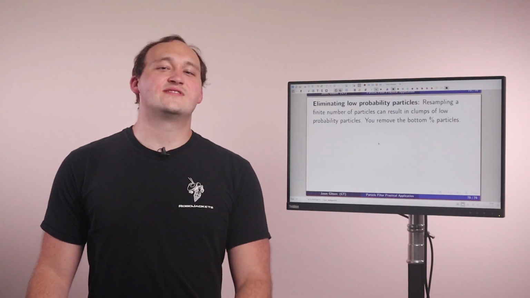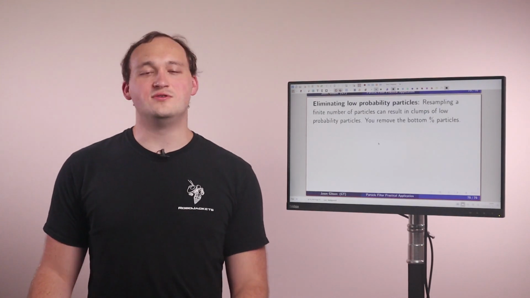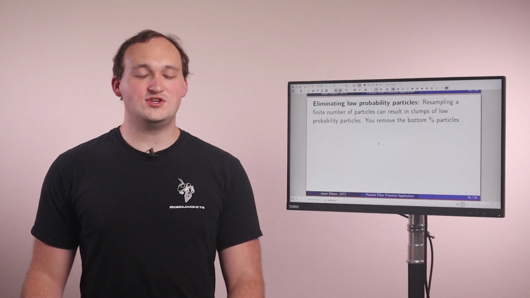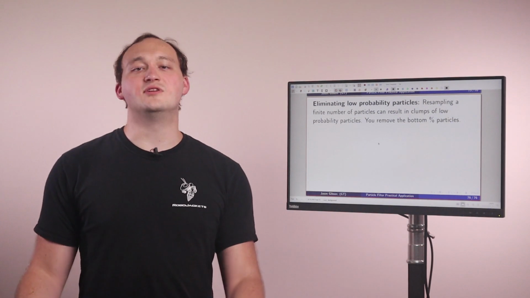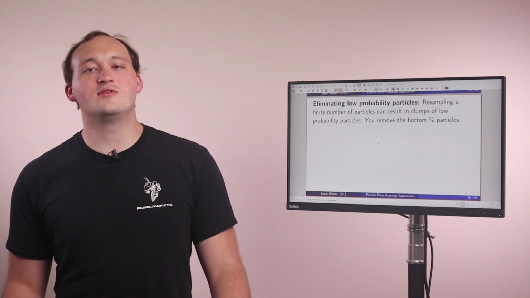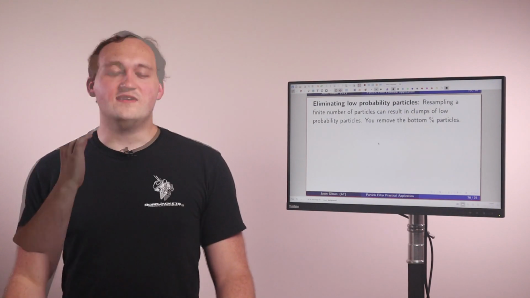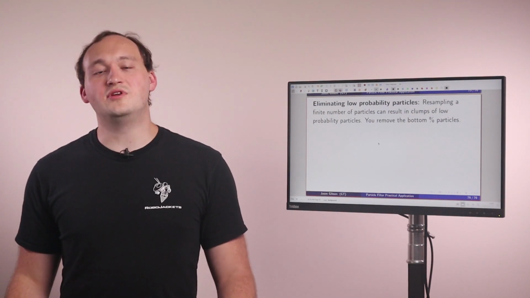The final trick, which is kind of a hack, and really just due to problems in numerical stability, is reducing low probability particles. So essentially what I'm going to do is I'm going to take all my particles, I'm going to sort them, and I'm going to say anything with a probability below this, like the bottom percent, I just want to eliminate. And this prevents it from converging to a low probability particle.